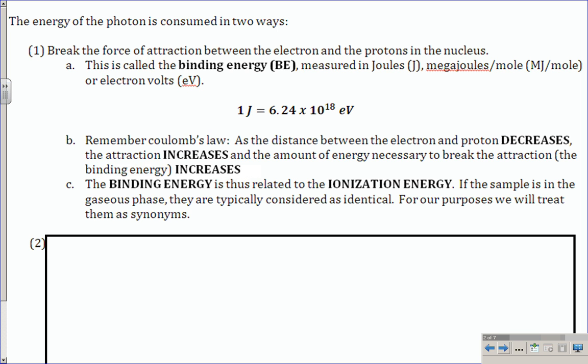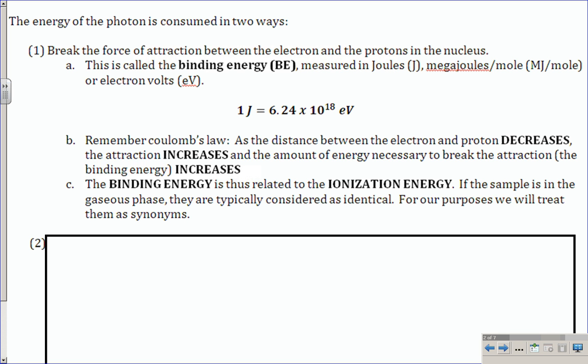So those electrons are bound to the nucleus, so we refer to this as binding energy, and don't confuse this with nuclear binding energy. Similar idea applied in a different application here. So we're talking about the binding energy of the electron measured in joules. Sometimes it can also be measured in other units as well: kilojoules, megajoules, electron volts, all those are different ways of measuring energy.